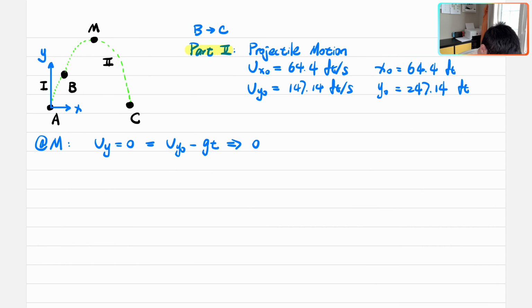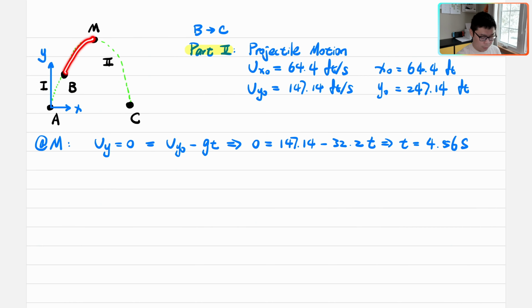And subbing out the numbers here, we start with 147.14 minus... In the second part, there's no more 2g extra acceleration. The only acceleration in the second part is gravity. Remember, the second part is only projectile motion, the normal projectile motion. So the only acceleration in the vertical direction is gravity, 32.2, and there's no acceleration in the horizontal direction. So you can find out time, 4.56 seconds. So it takes 4.56 seconds from B to M.